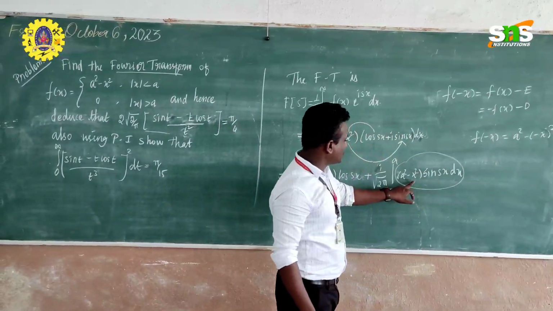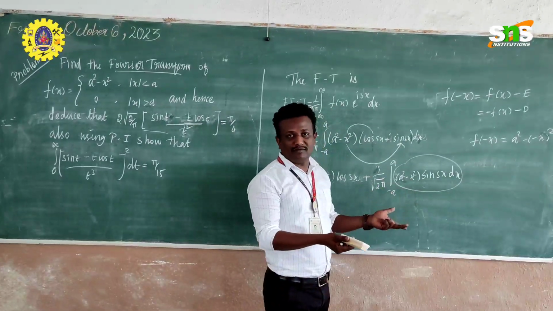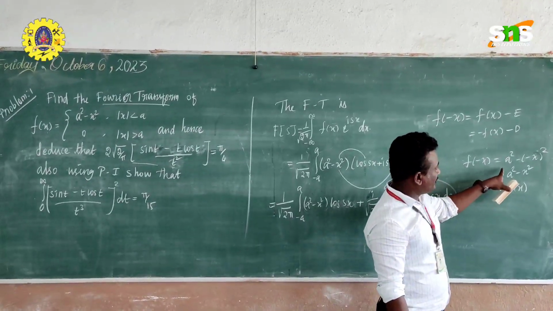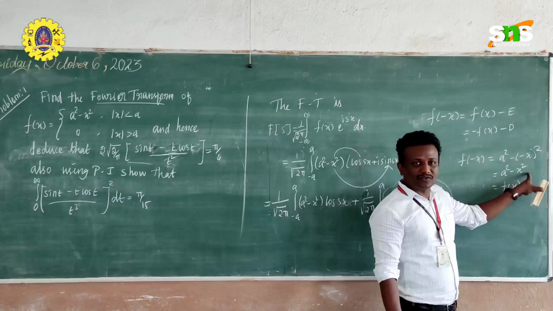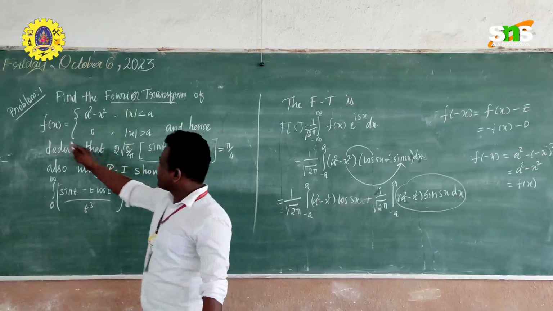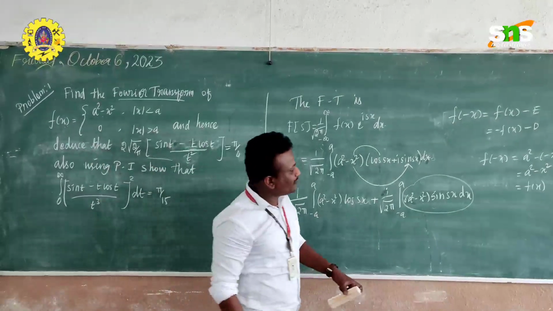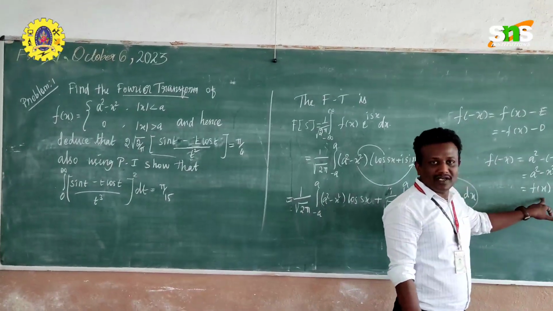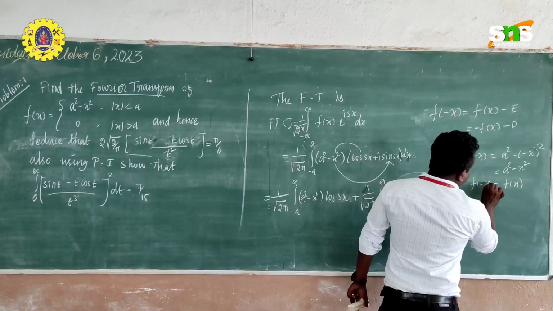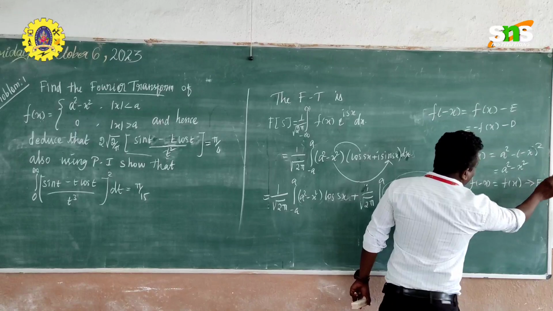Just wherever x is, substitute a minus before it, and what will happen? When we calculate f of minus x, I get a square minus x square. So what is my answer? A square minus x square is f of x. Okay. So instead of a square minus x square, we can substitute f of x, right? Okay. So here f of minus x equals f of x, therefore the given function is even.